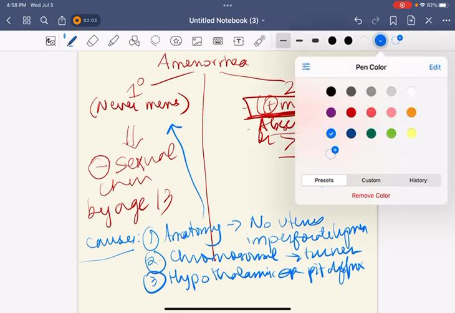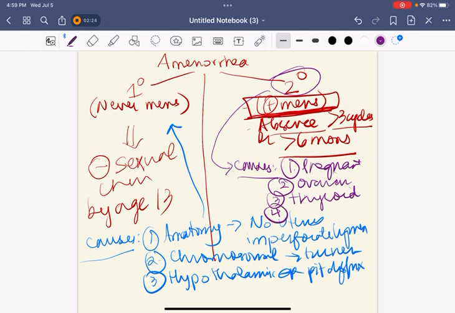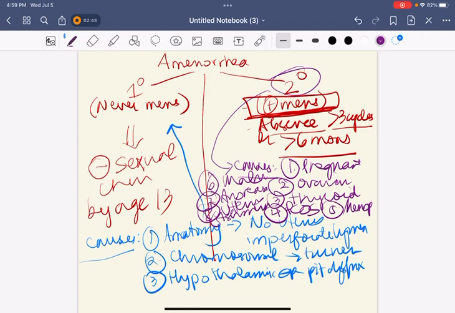Let's talk about secondary amenorrhea. For the secondary, the causes can be that the patient is pregnant, right? There can be ovarian failure. There can be thyroid disease. There can be PCOS. There can be menopause. What else? There is malnutrition also. There is anorexia. There can be uterine issues also, such as Asherman. The most common is pregnancy.